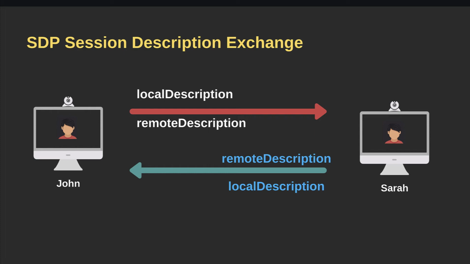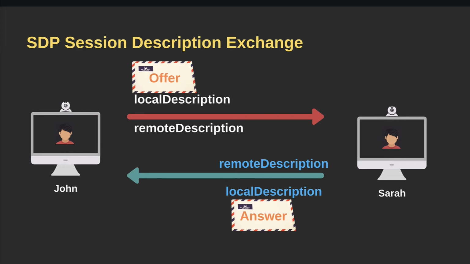Okay, so WebRTC defined how to perform this negotiation. We do it through offers and answers. John will create an offer that contains his session description and send it to Sarah, and Sarah will reply by an answer that contains her local description.